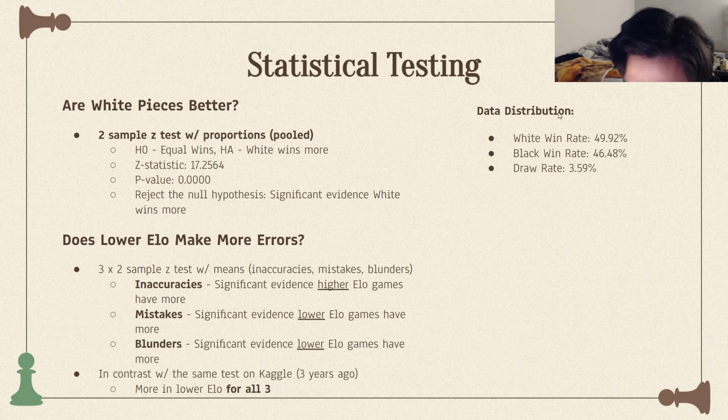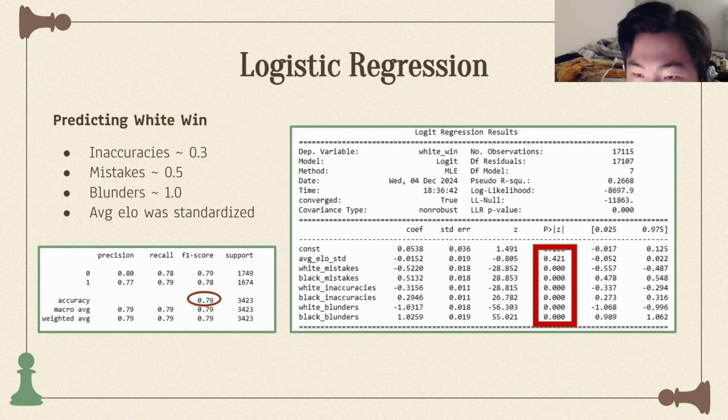This is also the data distribution of the win rates within my dataset. I then conducted logistic regression for predicting the white pieces winning and got an accuracy of 0.79. Blunders were the best predictors, followed by mistakes, and then inaccuracies. Since that is the order of each error severity in chess, this does make sense. They were all significant statistically. I added the standardized average elo of each game as well in there, but that didn't really seem to matter.